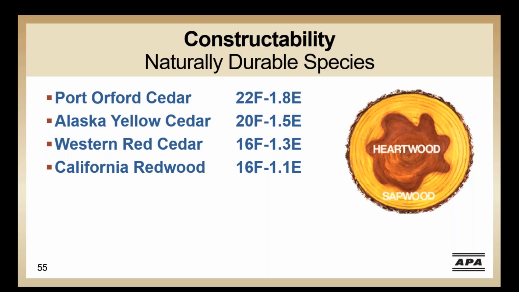In addition to treated materials, designs can also be done with naturally durable wood species like Port Orford cedar, Alaska yellow cedar, western red cedar, and California redwood. These product choices provide an aesthetically pleasing and environmentally friendly alternative to treated products and are available in glulam beams and columns. The designer, when specifying these species, should recognize the different design values for these products and should specify accordingly on the design drawings.